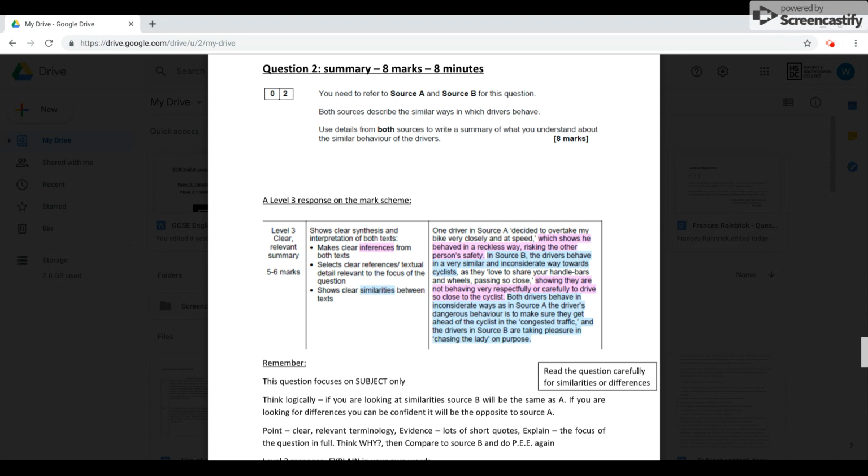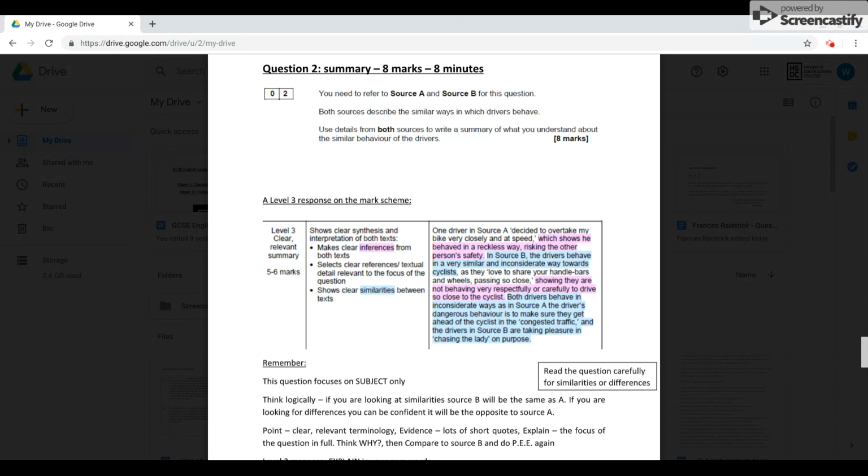And the other focus we're looking for is whether we're looking for similarities or differences. It won't be both, it will be one or the other. So please make sure, again, you read the question carefully. We know in this question we are looking for the similar behavior of the drivers. Therefore, logic dictates if the drivers in source A are driving and behaving badly, then of course they are in source B. So we know exactly what we're looking for in both sources.